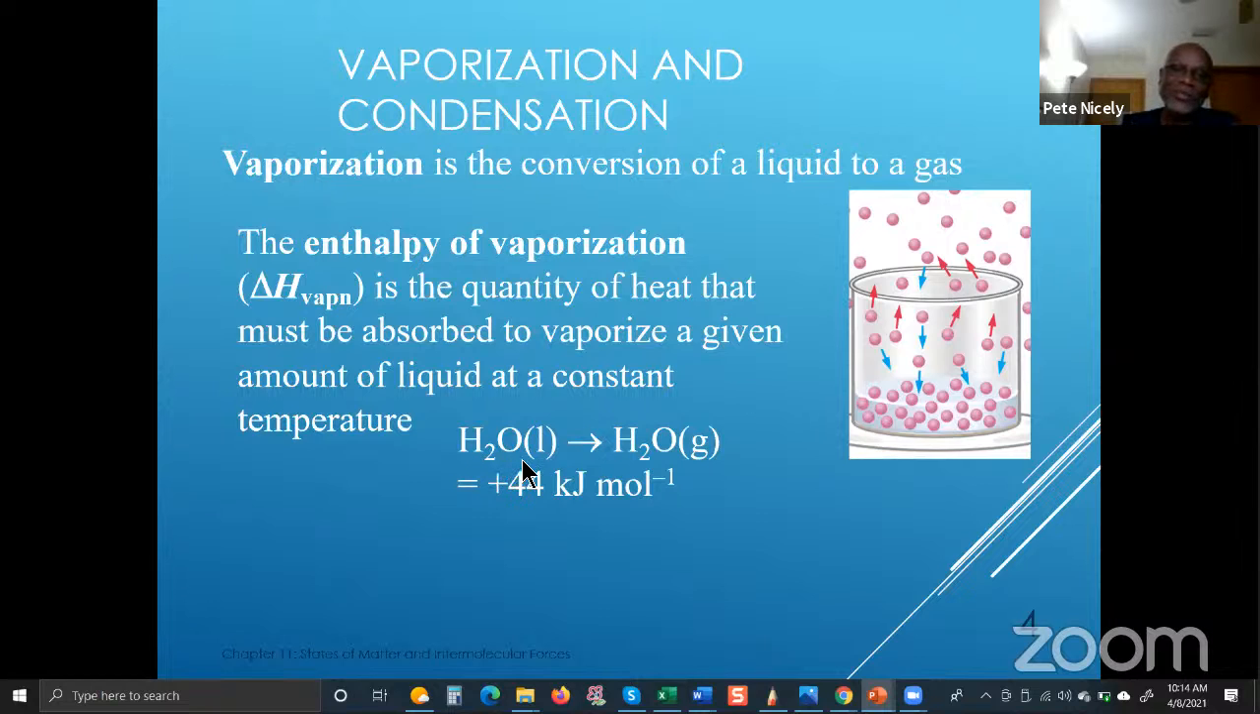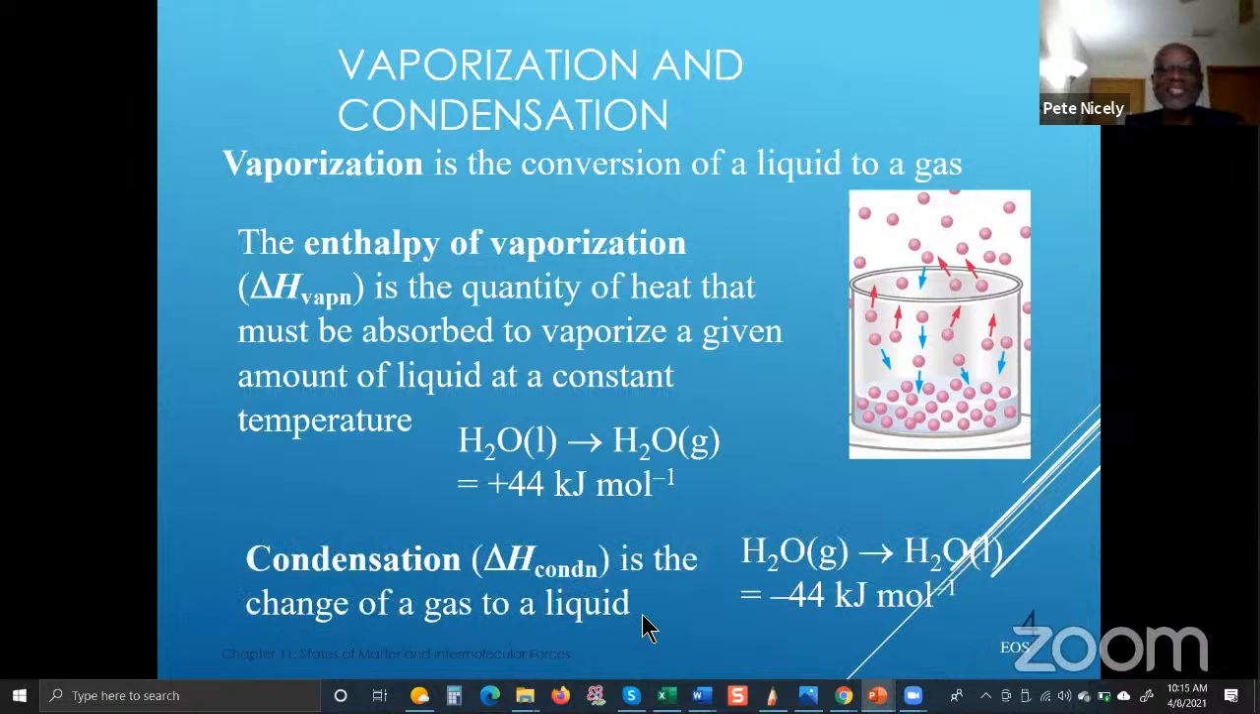So to go from H2O liquid to H2O gas, the enthalpy of vaporization for that process is given right here. It's 44 kilojoules per mole. And please note that there's a plus sign here, which indicates that this transformation is an endothermic transformation. In other words, heat is required in order to convert the liquid to the gaseous state. So that's what enthalpy of vaporization is.